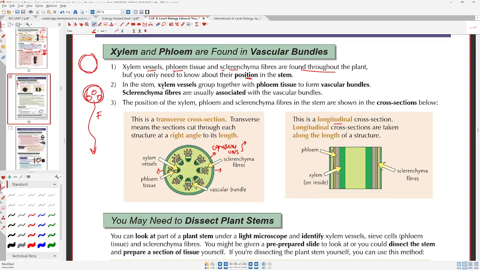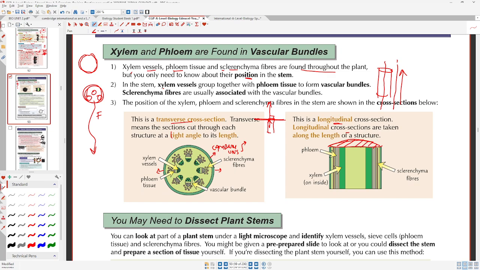Now, if you look at a longitudinal cross section of the stem, this is a transverse, and the transverse is at a right angle to the length. So if the length is going this way, and we cut it this way, that would form a right angle. Longitudinal cross sections are taken along the length, so if it's going this way, we cut it this way as well. So now we're looking at it kind of like halfway.